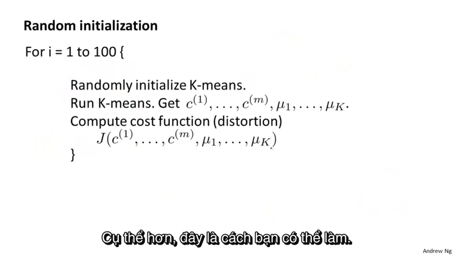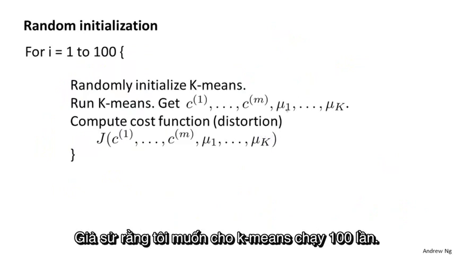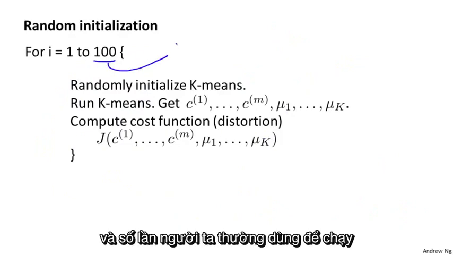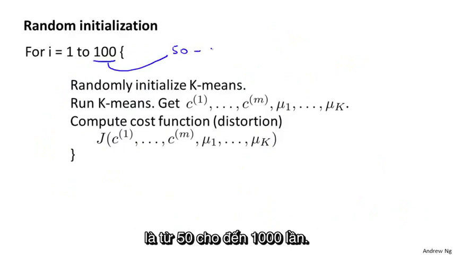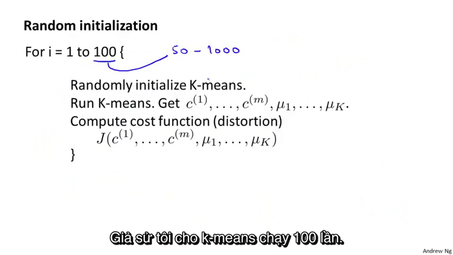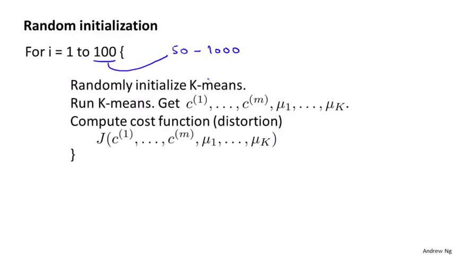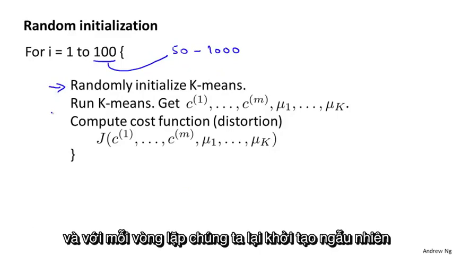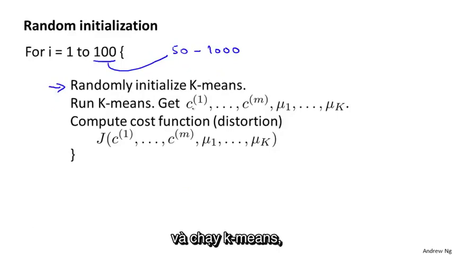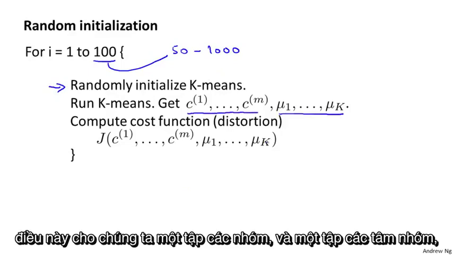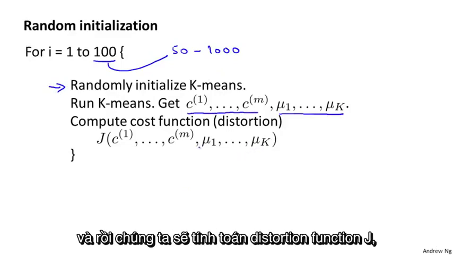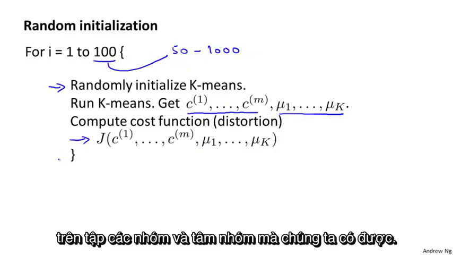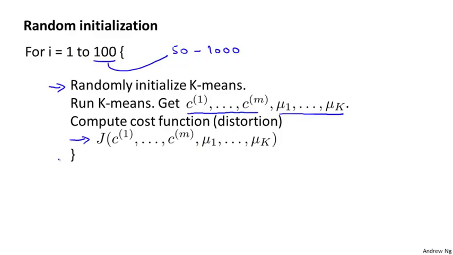Concretely, here's how you could go about doing that. Let's say I decide to run k-means 100 times. So I'm going to execute this loop 100 times. A fairly typical number of times to run k-means would be something from 50 up to maybe 1,000. So what that means is we would randomly initialize k-means, and for each of these 100 random initializations, we would run k-means, and that would give us a set of clusterings and a set of cluster centroids. And we would then compute the distortion j, that is, compute this cost function on the set of cluster assignments and cluster centroids that we got.